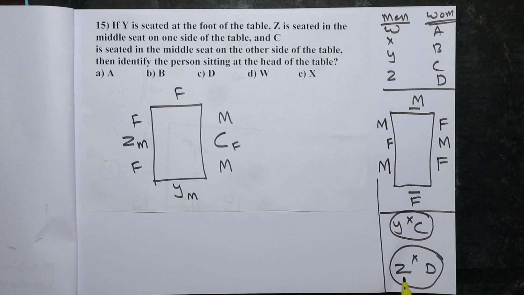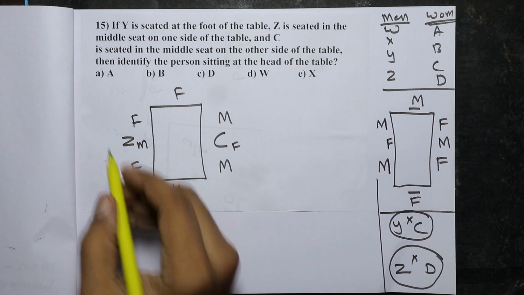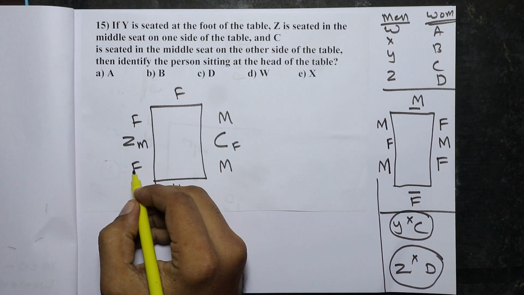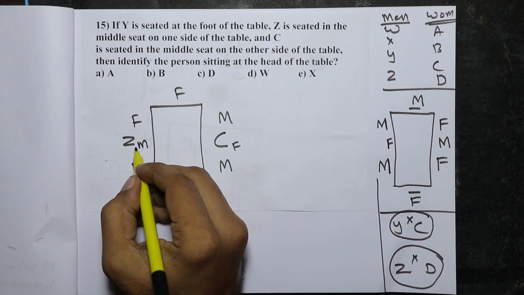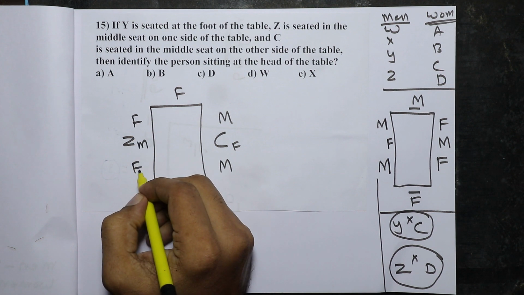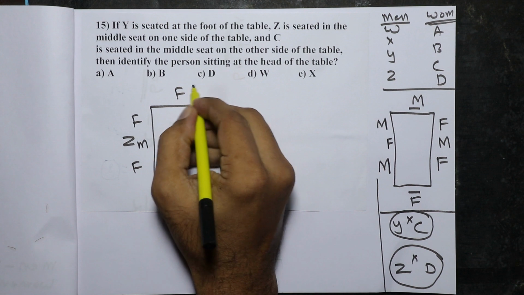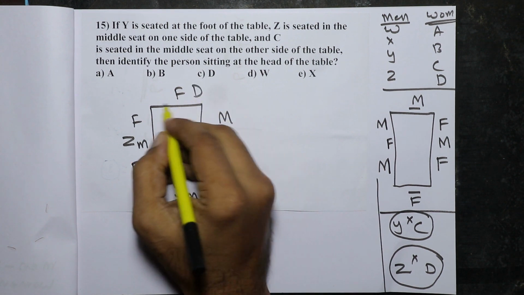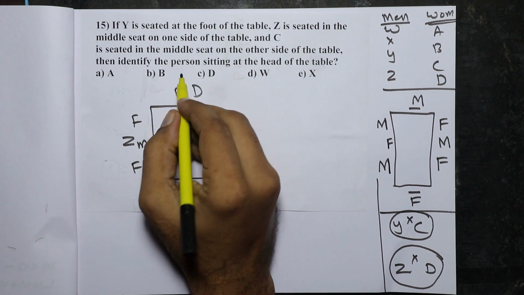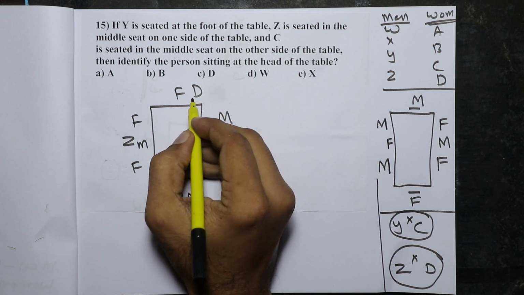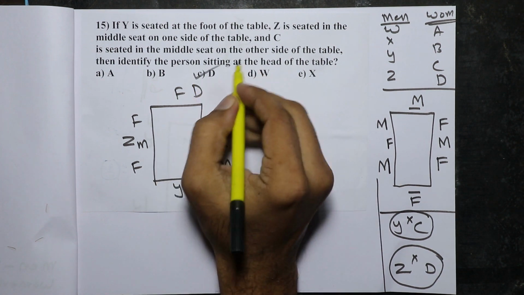As per this information, Z and D cannot be seated on adjacent seats. D is a female. So let us identify the position of D. This cannot be D, this cannot be D. Because Z and D, they cannot be seated on adjacent seats. So this cannot be D, this cannot be D, so only this can be D. And you can see that D is seated at the head of the table. So the person sitting at the head of the table is D. That is option C, D is the right answer.